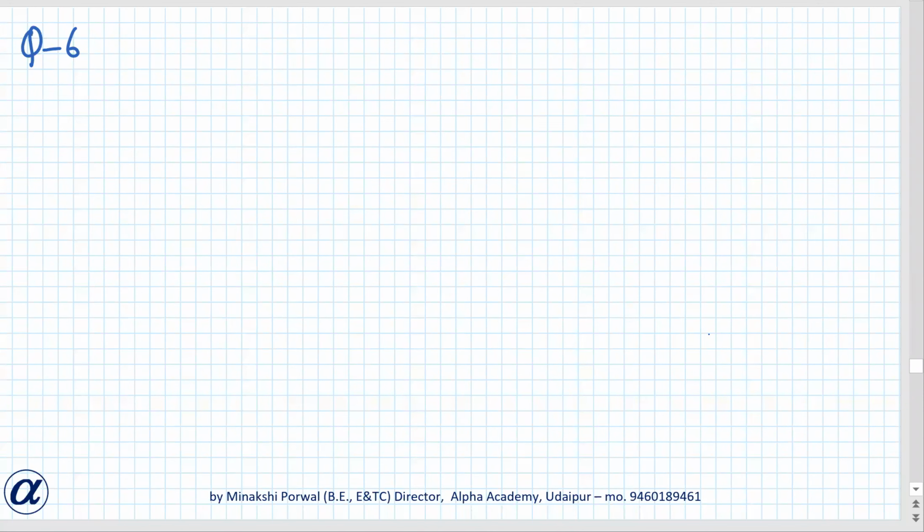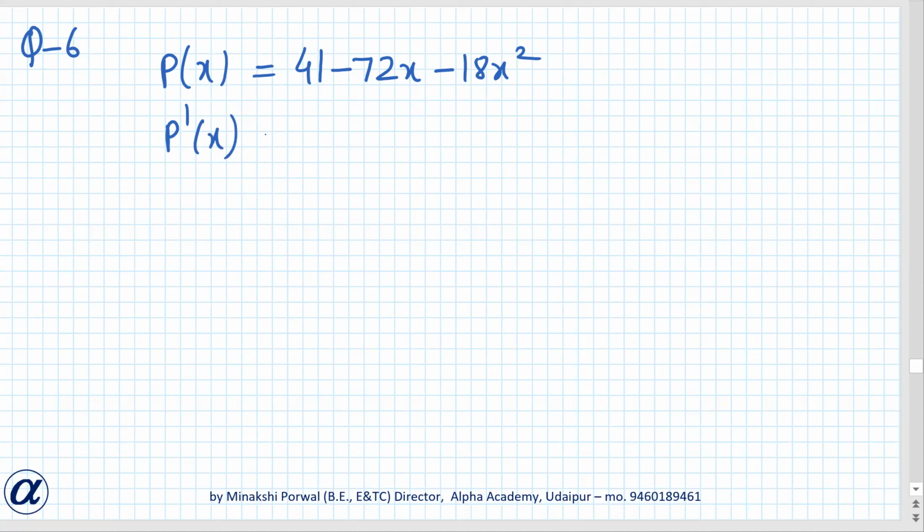Find the maximum profit that a company can make if the profit function is given by this. Okay, so P of x equals 41 minus, what is the question given in your book? 24x or 72x? 72x. Okay, we'll do by 72 then. Minus 18x square. Okay. So this is the question given. We have to maximize the profit. So first step is finding the first derivative, that is minus 72 minus 36x.